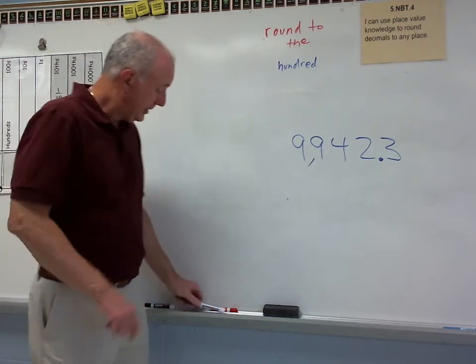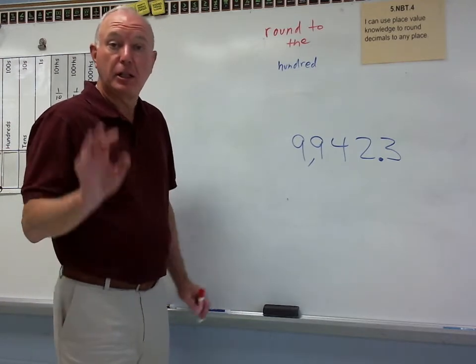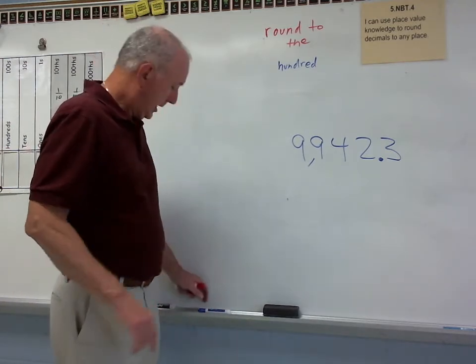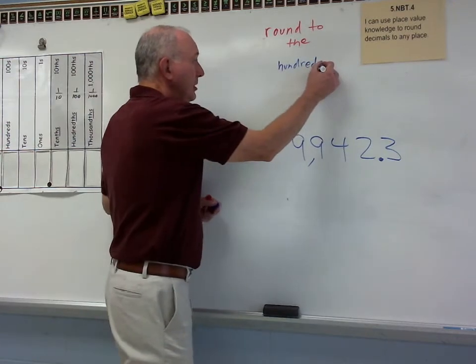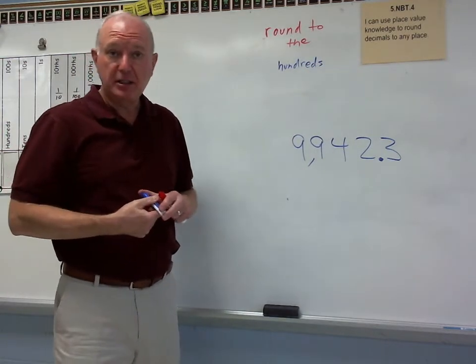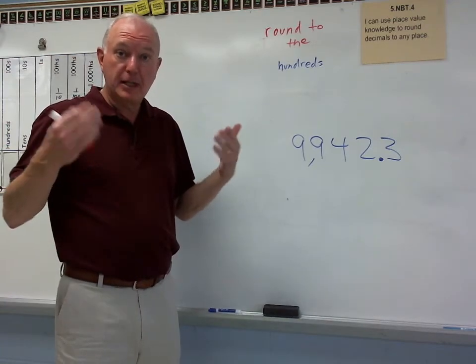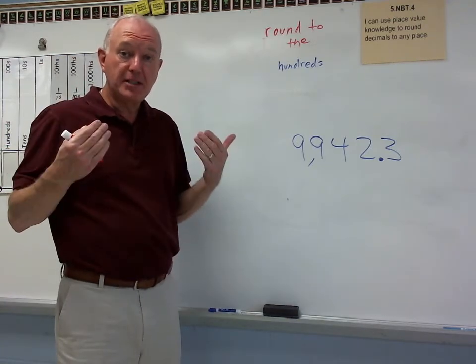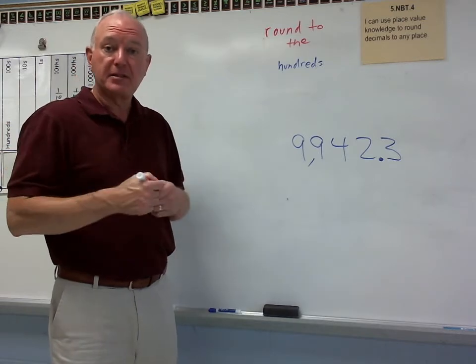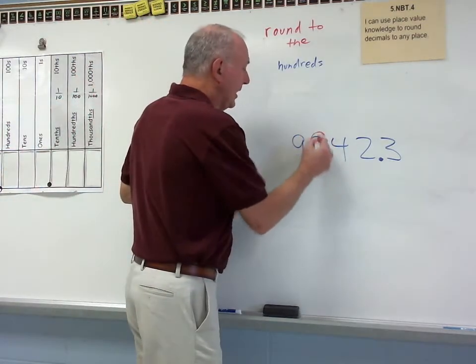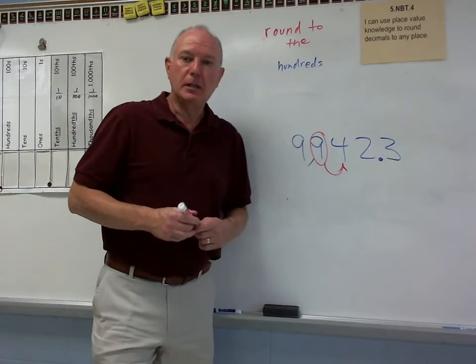Okay, now that you're back, let's check. First thing, rounding to the hundreds place. I should have put hundreds, but I said nearest hundred, so either one of those is fine. That means I put a round circle. If I'm rounding to the hundreds, I put a round circle around the hundreds. Okay? Right there. The arrow goes back to the boss.